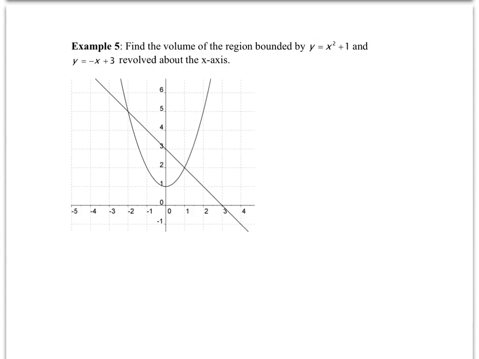Alright, let's take a look at example number 5 here. It says find the volume of the region bounded by y equals x squared plus 1 and the line y equals negative x plus 3 if we revolve this about the x-axis.